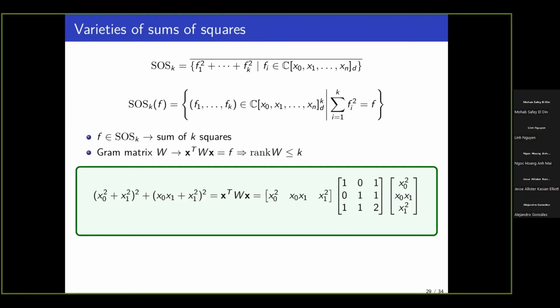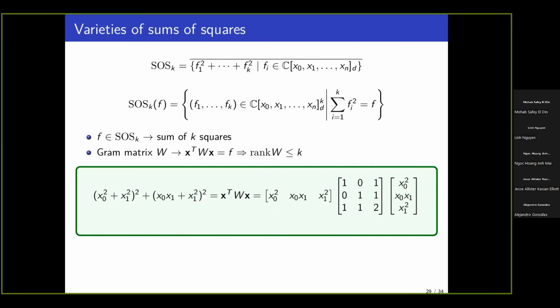So just to tie this back into what we saw earlier in the talk, if we look at a polynomial f in this SOS_k that is a sum of at most k squares, then we could look at the Gram matrix of this polynomial f, which is the matrix that allows it to be expressed by what we see here, the bold x transpose times W times x. We can see an example below. So here the Gram matrix is this matrix. And if this is a sum of at most k squares, then the rank of this matrix is at most k.